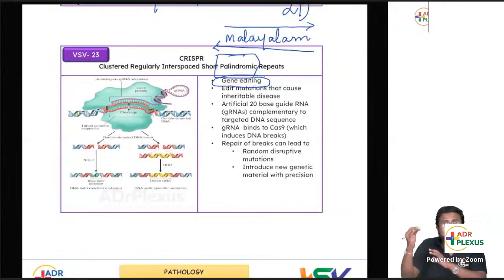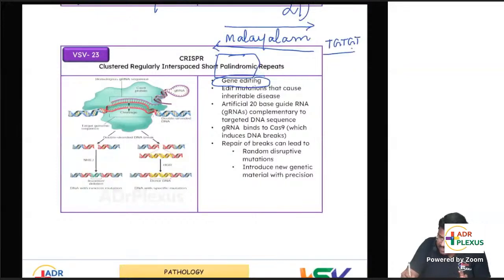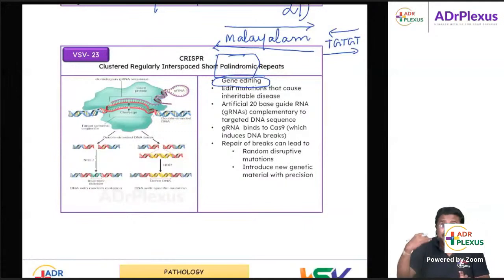And the other side also gives the same sequence. Say, for example, TG, TG, T. So here also it gives the same thing, and here also it gives the same sequence. These are all the palindromic repeats. So what happens in this technology?